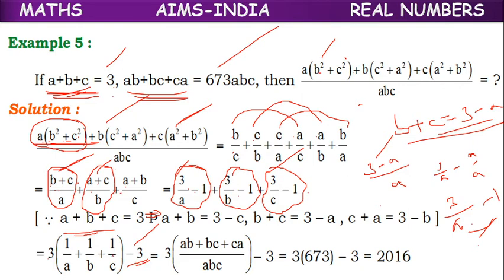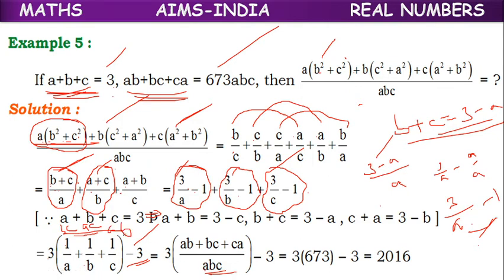Okay. Now LCM of a, b, c is abc. So here a is remaining, so a into bc equals abc, and here we will get bc. So b into ac, abc, here we will get ac. c into ab, abc, here we will get ab.